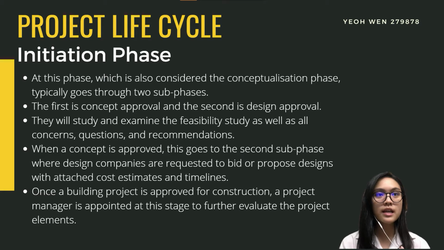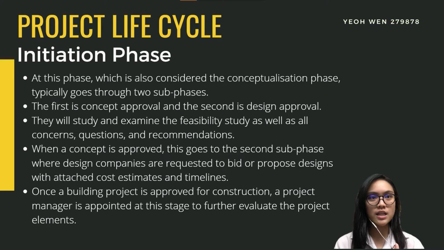For example, if a company owner comes up with the idea of building a new commercial premises, the stakeholders involved will go through the process of approving this concept first. They will study and examine the feasibility study as well as all concerns, questions, and recommendations. At this point, the team will agree whether they will indeed build the commercial premises or scrap the idea altogether.